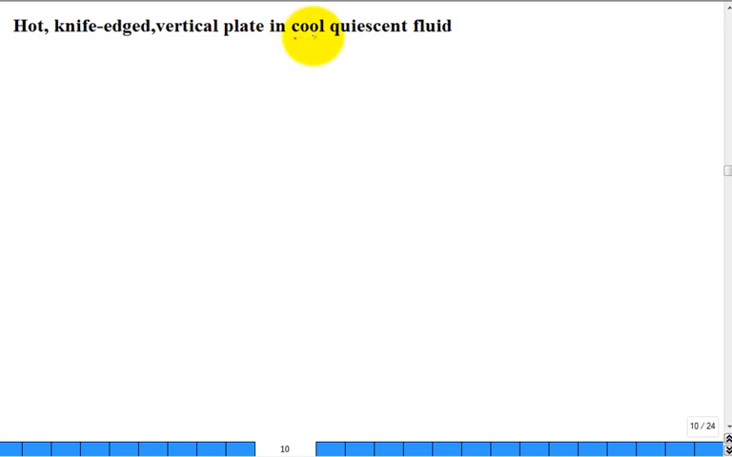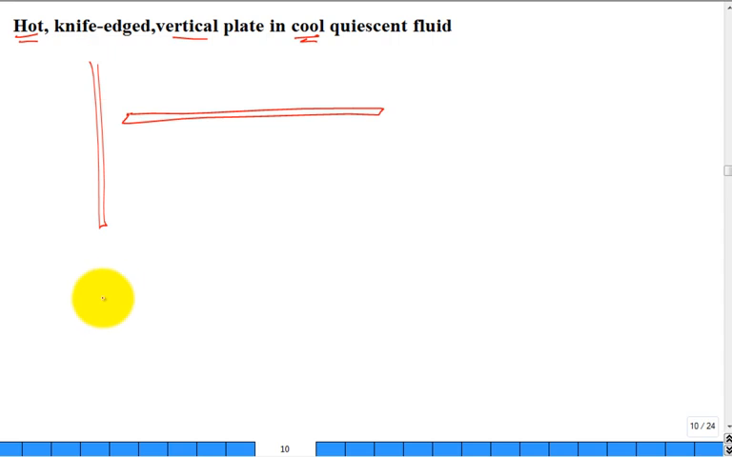And you have a cool fluid and a hot plate, presence of gravity, guess what's going to happen? You're going to have some motion. Why is there now motion? Because of natural convection, buoyancy-driven flow. The plate is vertical. Should I draw the plate like this or draw the plate like that? The second one. Now it's hot.